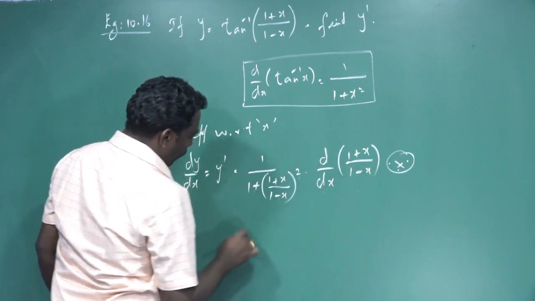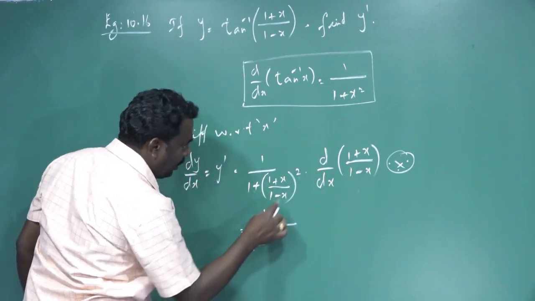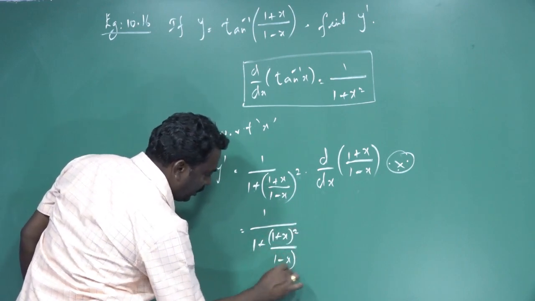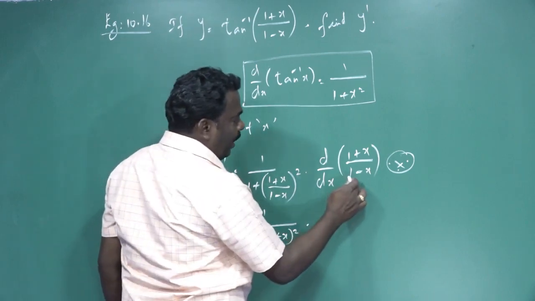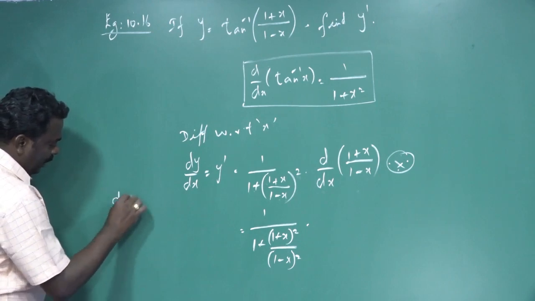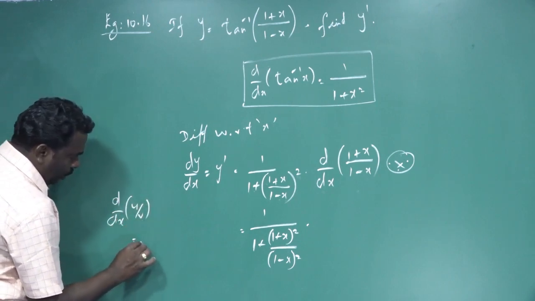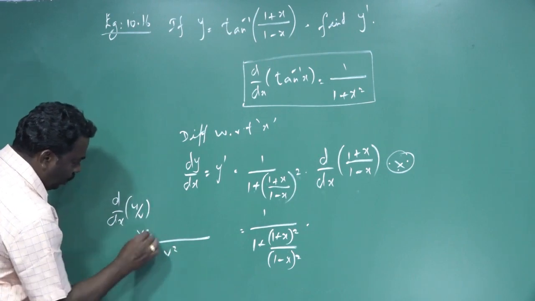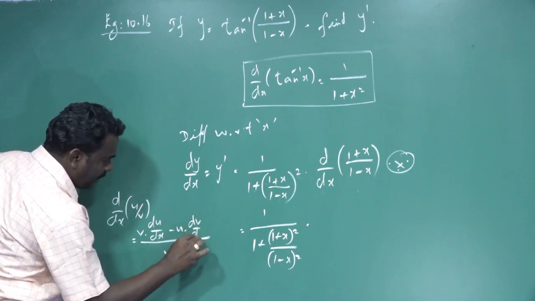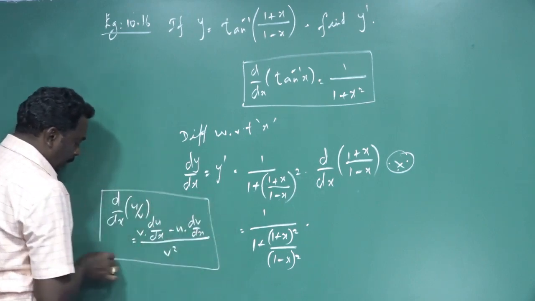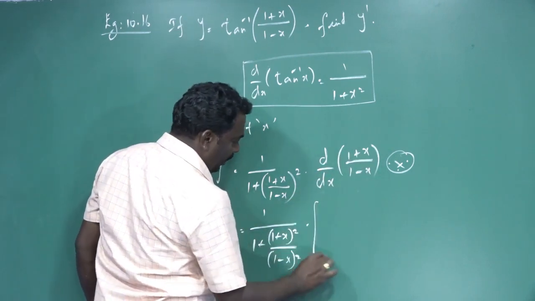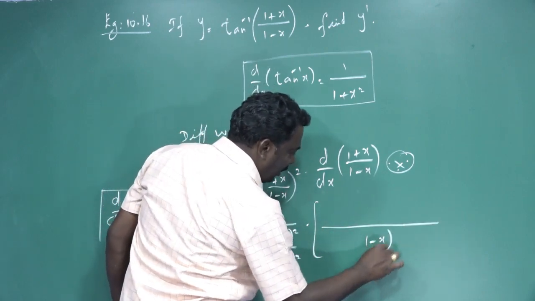Now differentiate the second term, that is equal to 1 by 1 plus, squaring inside the bracket, (1 plus x) whole square by (1 minus x) whole square, into, by applying what method here? u by v. We know d by dx of u by v is equal to (v into du by dx minus u into dv by dx) by v square, by applying the quotient formula. Now again, what is u here? 1 plus x, v is 1 minus x, therefore within the bracket v is called (1 minus x) whole square.